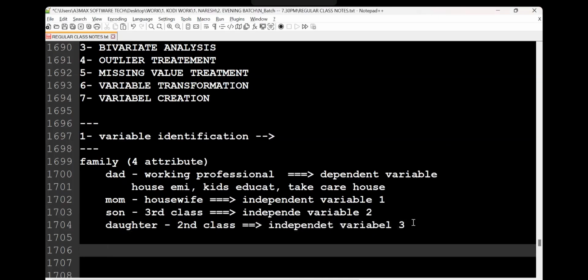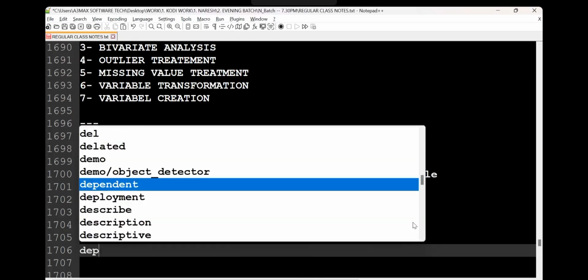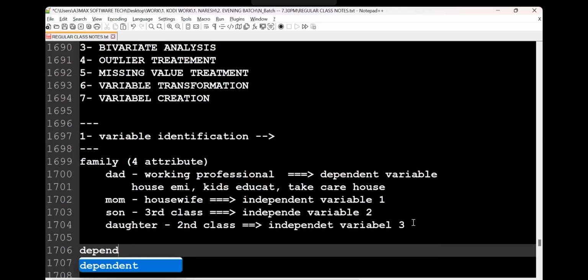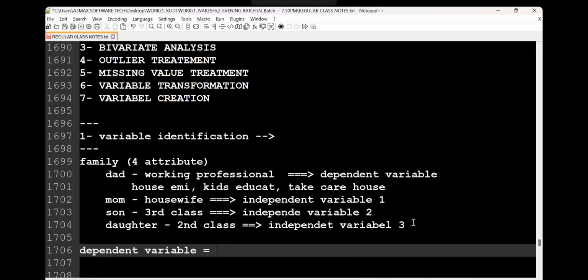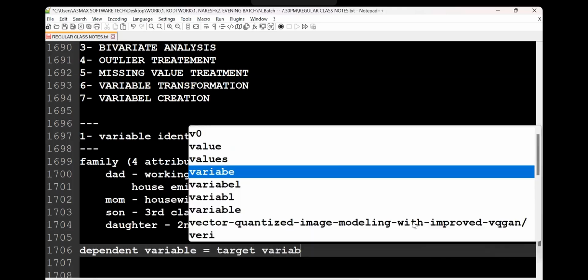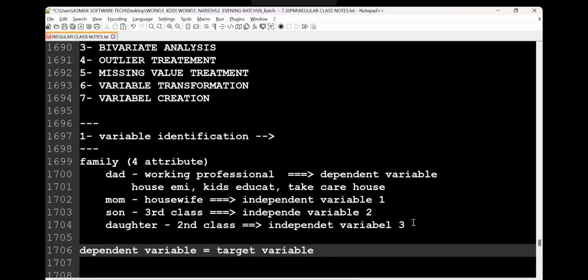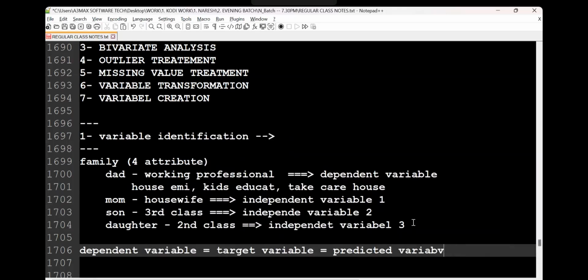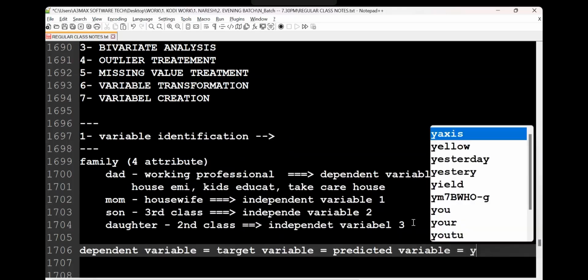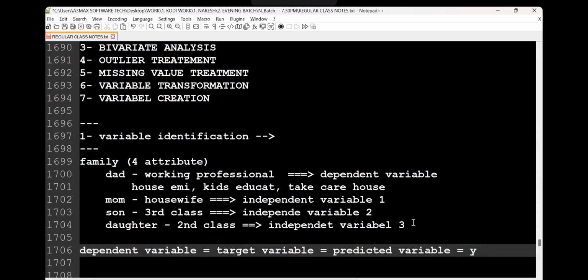Now, in machine learning language, the dependent variable is also called the target variable or predicted variable, and we define it with y. We define it with y. Understand? Don't ask why not A, B, C. It's logic. It's a set of rules.